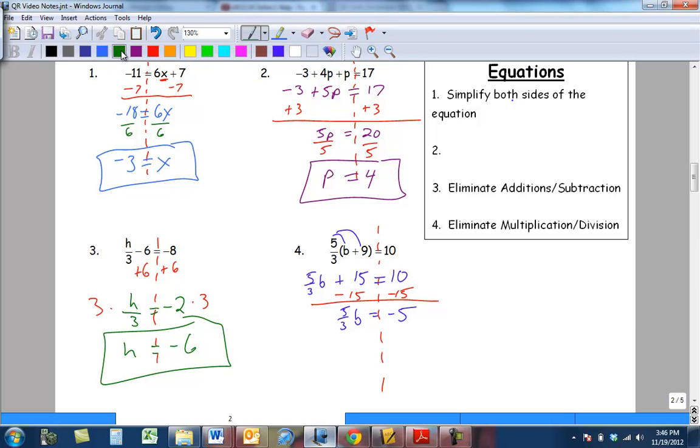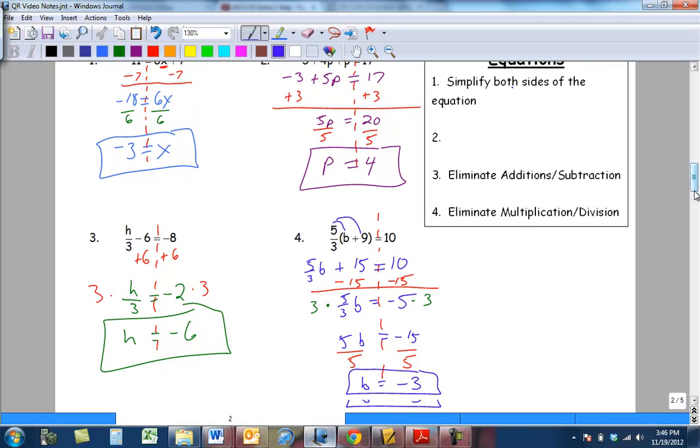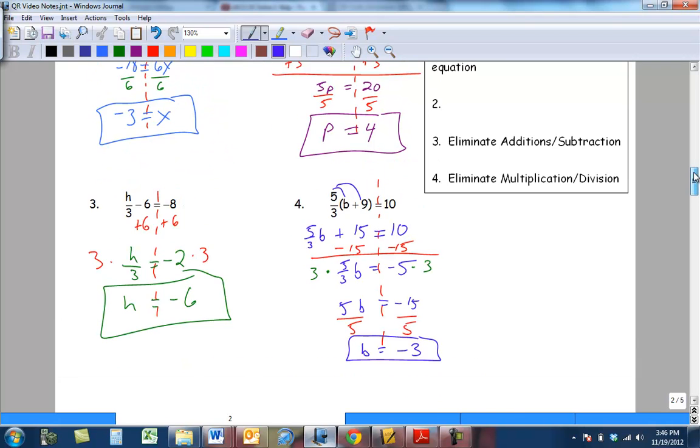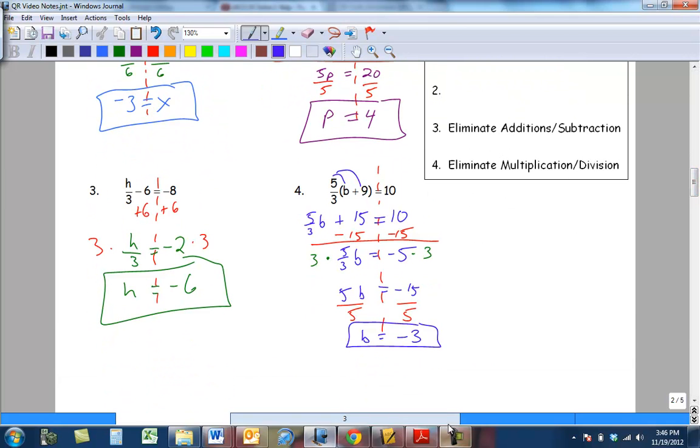Now, as we discussed in the last video, there's a couple ways to get rid of this. One way, this says 5 divided by 3. So we can multiply by 3 on both sides and get 5b equals negative 15. Then divide by 5 on both sides, and you get b is negative 3. So that's solving multi-step equations.